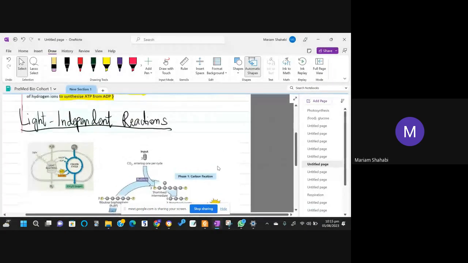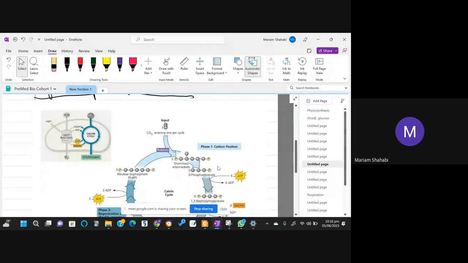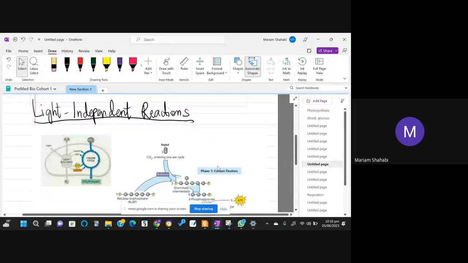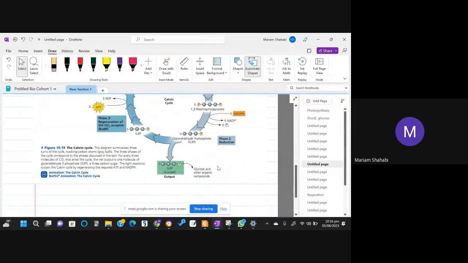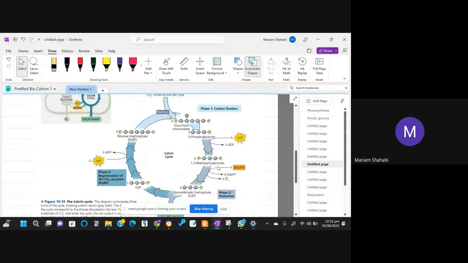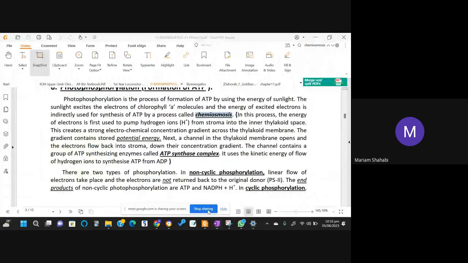तो ये लाइट डिपेंडेंट रिएक्शंस तो हो गए. Now let's move on to light independent reactions, कि अब जो ATP बना और जो NADPH बना वो कैसे बनेगा, ग्लूकोज कैसे बनेगा उससे. So I'll show you the pre-med notes. Where did they go?